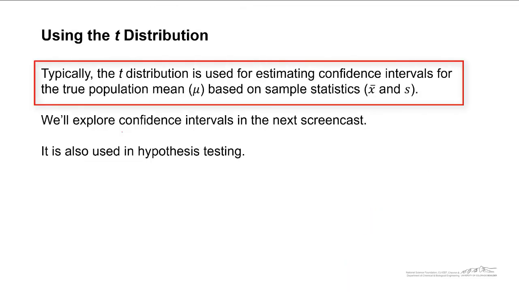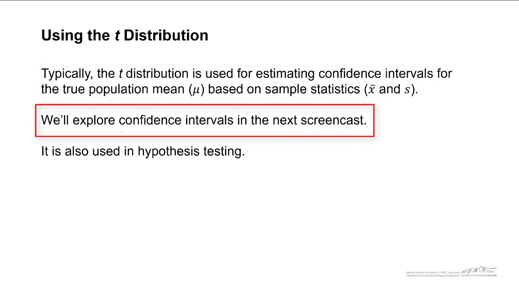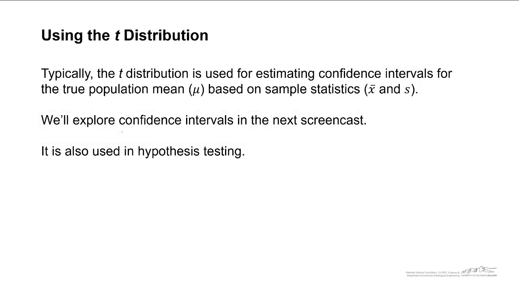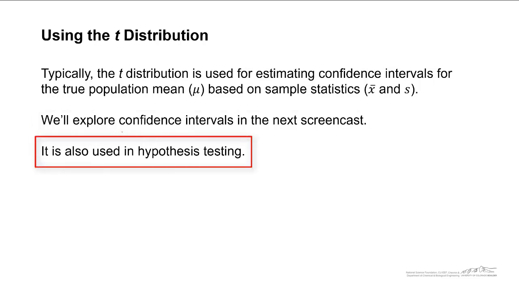Typically, the t-distribution is used for estimating confidence intervals for the true population mean based on sample statistics x bar and s for the variance unknown case. We'll explore confidence intervals when variance is unknown in the next screencast. The t-distribution is also used quite a bit in hypothesis testing, and we'll get to that in a few weeks.